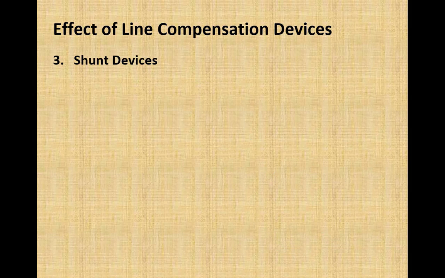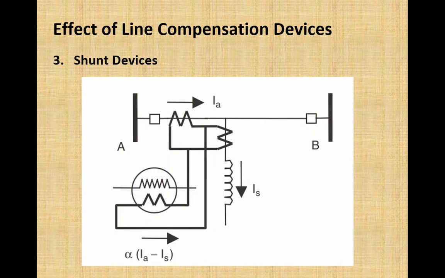Third thing, that is shunt devices. So here in this diagram we can see a shunt device which is taking a current IS. S stands for shunt. This is the shunt current drawn by the shunt device.